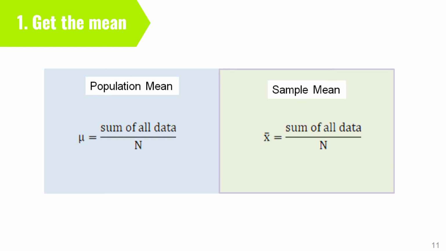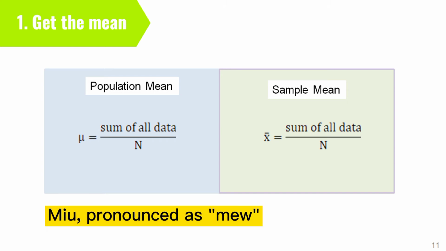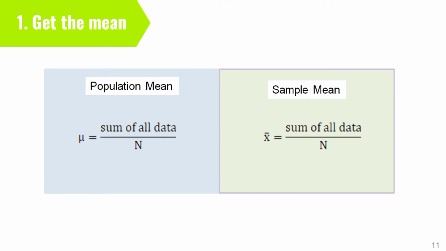If you want to get the population mean, we have the formula. Population mean, or that symbol which is called mu, is equal to the sum of all data over n. For sample mean, we have the formula: sample mean, or that symbol which is called x bar, is equal to the sum of all data over n.